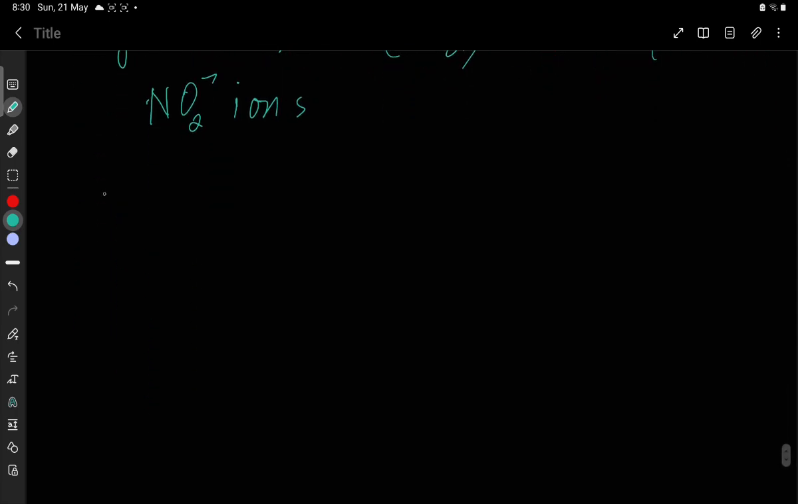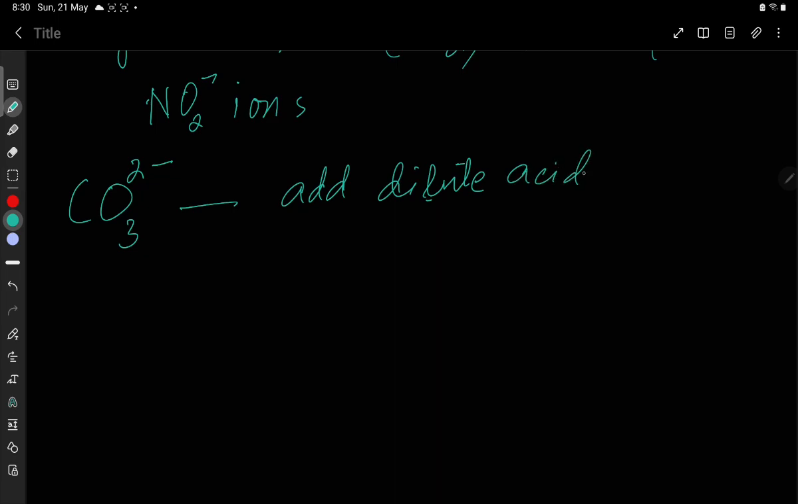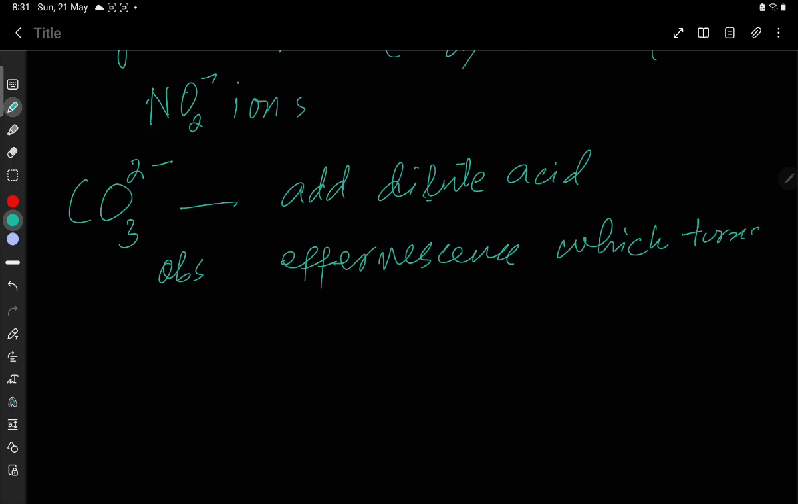Now carbonate ions. For carbonate ions, add dilute acids, effervescence, which turns lime water milky.